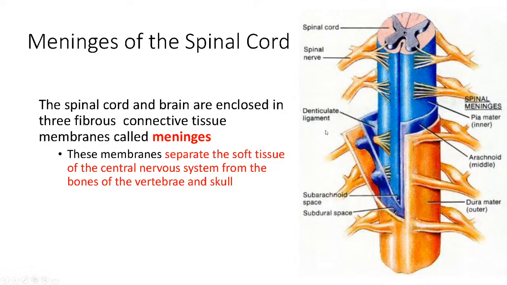All right, so the spinal cord and the brain are enclosed in three fibrous connective tissue layers called the meninges, or meninx, singular, meninges, plural. And these membranes separate the soft tissue of the central nervous system from the bones of the vertebrae and the skull. And we can see those three layers over here. The layer closest to the nervous tissue, right up against it, is the pia mater. All right. The next superficial layer is the arachnoid mater, and the outermost layer is the dura mater.